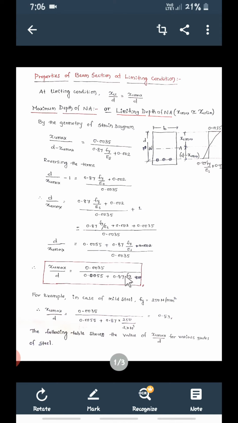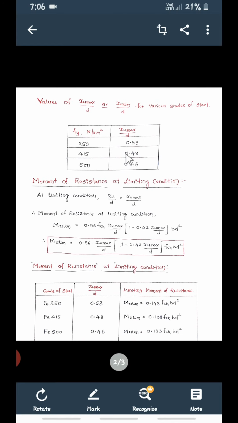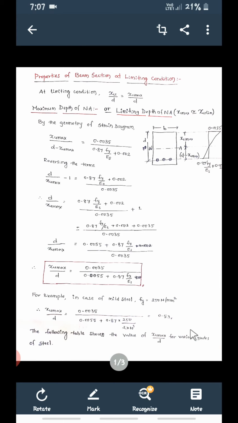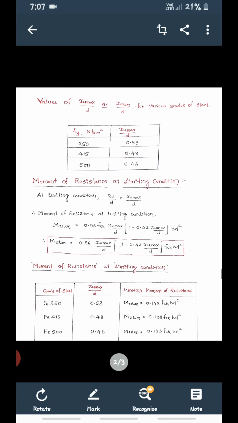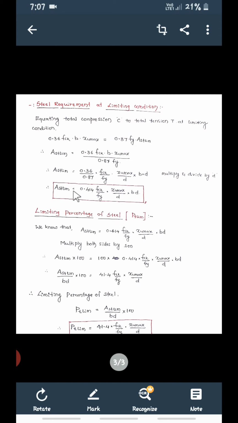Then substitute the values of Fy for the different grades, right? Prepare a table like this. Then you have to remember this equation. So substitute the three grades of steel here, that is, the three values of XU max upon D. Then we will get the three equations. So this table, then this equation you have to remember, and lastly the area of steel, AST, and the percentage of steel. If you remember this, then it is very easy to calculate the values in the problem.